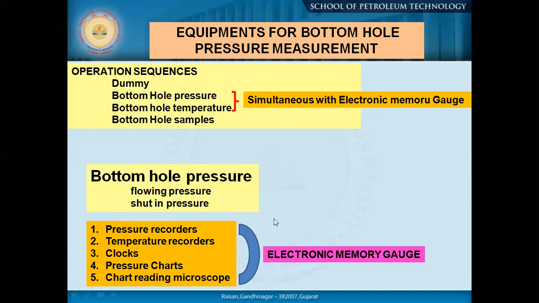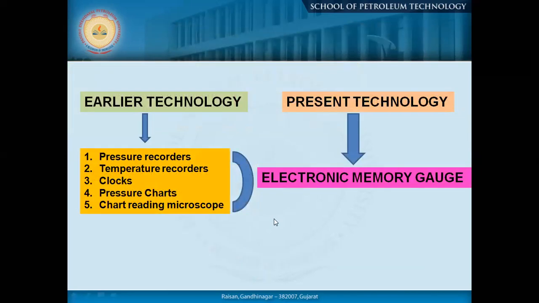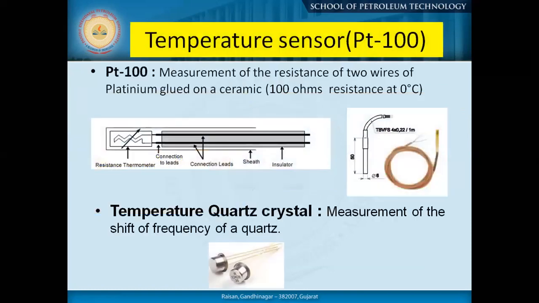Okay. So, the electronic memory gauge. In present technology, you have the electronic memory gauge. Now this is the temperature sensor. It measures the resistance of 2 wires of platinum glued on a ceramic. It is a completely sealed instrument. You may not see the instrument, because it is already the whole circuit. You will only see a rod, and inside you have everything.